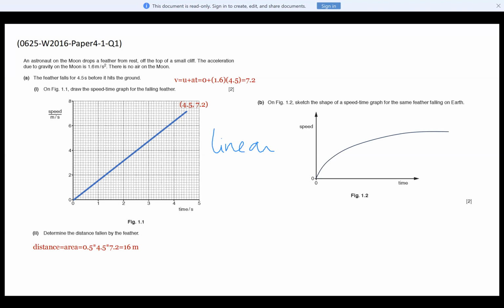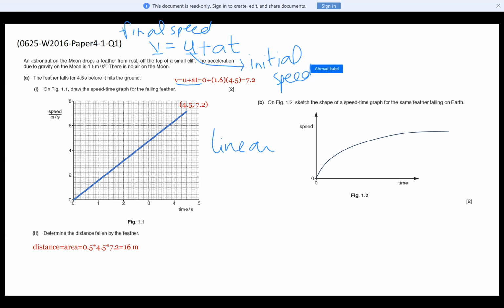In order to get numerical values, we're going to use the equation of motion that says V equals U plus AT. V is the final speed, U is the initial speed. So let me write this down. So V is the final speed here. U would be the initial speed. Of course, A is the acceleration and T is the time.